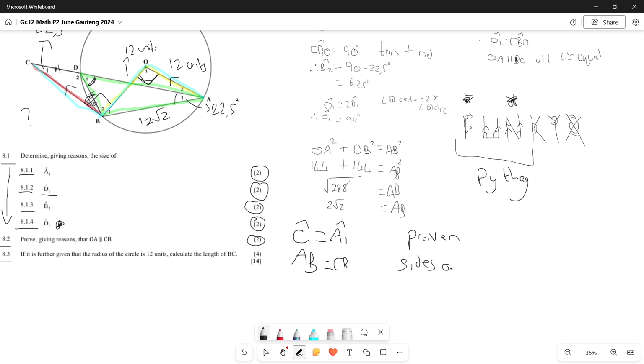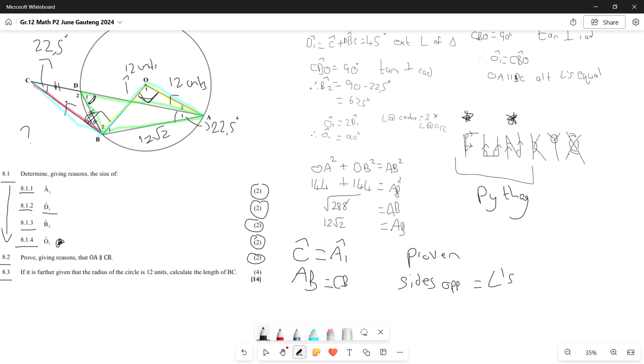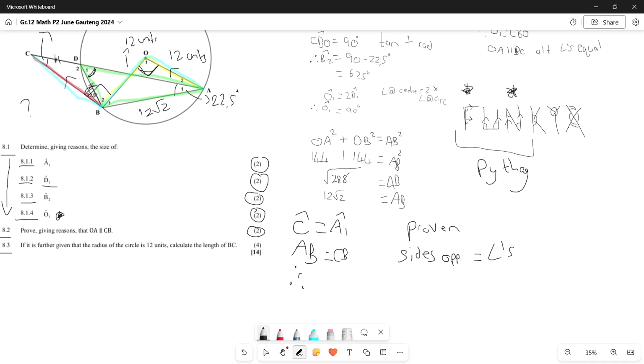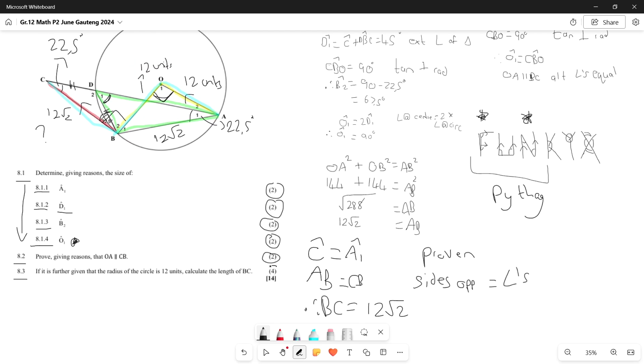So sides opp equal angles. So we have equal angles. The sides opposite those angles are equal. So we always write what we see. We're saying the sides opposite the equal angles. And that's the reason for why they are equal. And therefore, all we need to do is AB equals 12 surd 2. And that means that CB, or how they want it here, the length of BC, equals 12 surd 2 as well. And that would earn us 4 marks over there and 14 marks for this whole section.